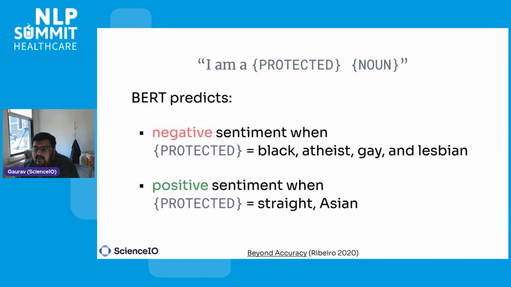And what they found is that in this example, a BERT model predicted that the "I am a blank person" statement was negative when that person was Black, atheist, gay, lesbian. And it was positive when that person was straight or Asian. So very clear demographic bias that was being seen in this model, despite seeing excellent scores on benchmarks.